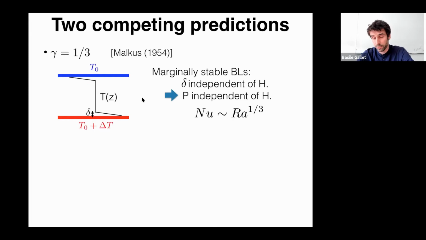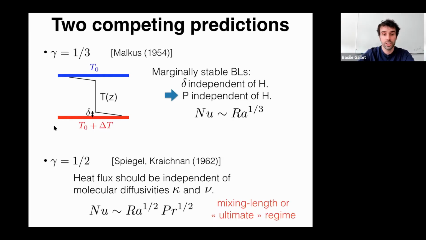So that's all fine, but there's another theory which is equally appealing. And it's based on the very simple idea that in most turbulent flows, large-scale quantities are independent of the tiny molecular diffusivities, kappa and nu in our case. And if you ask for the heat flux to be related to delta T in a way that does not involve kappa and nu, you conclude that the Nusselt number should scale as the square root of the Rayleigh number times the square root of the Prandtl number.